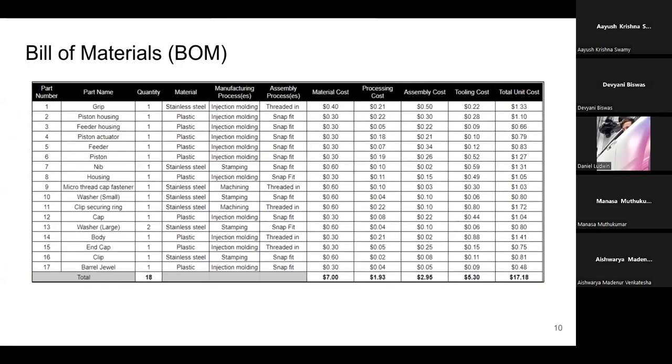The bill of materials for the fountain pen includes all the part numbers and the part names. With a total of 18 parts, the most common material we found was plastic and stainless steel, with injection molding being the prevalent manufacturing process. The total unit cost per fountain pen came to $17.18.